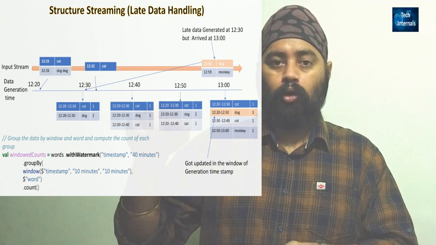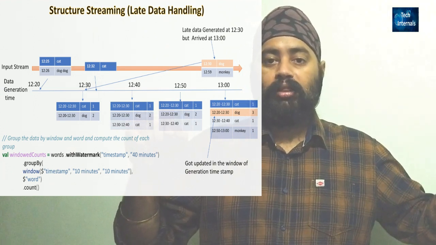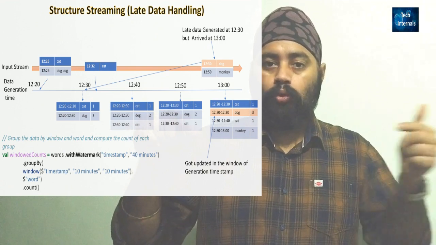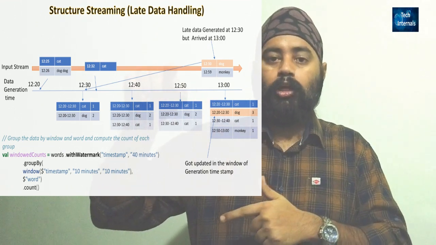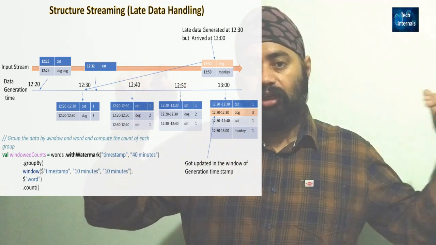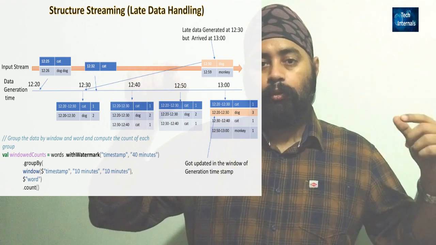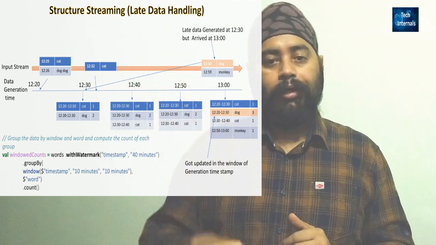So assume data came at 1 o'clock, and then there is old data of 12:30. That data will not go on top of that, it will go into the particular bucket of 12:30. So this is the handling of late data. This data belongs to 12:30, not the 1 o'clock one. This is the way it will handle late data arrival.